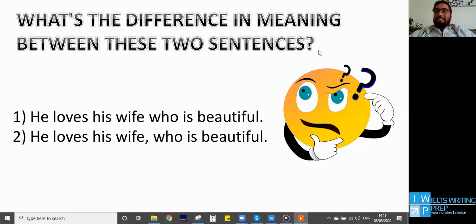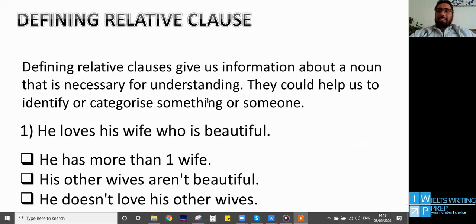Okay. I have some good answers here. One is saying number 1 is defining, number 2 is non-defining. Yes, the first one is defining, and the second one is non-defining. We're going to look at the difference in meaning between the two. Satish is saying the information after the comma isn't that important. I think some of you have got it. Let's take a look at the difference between the two.